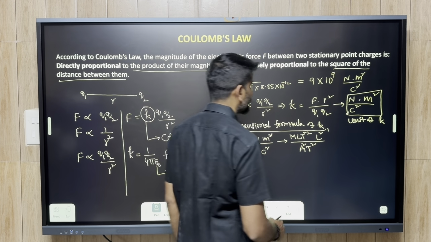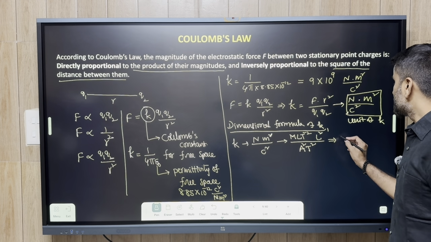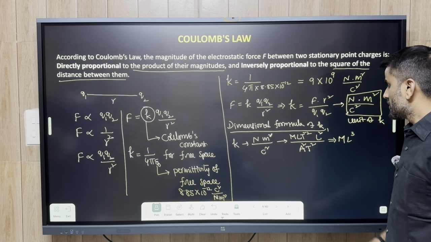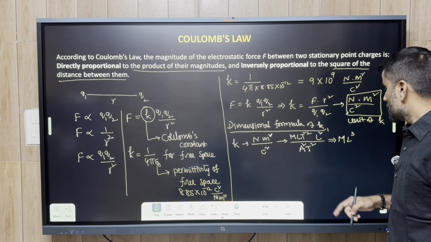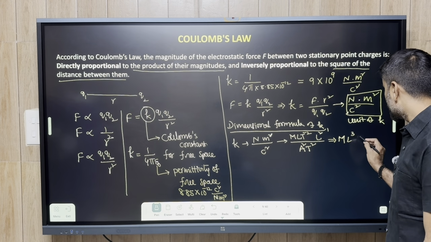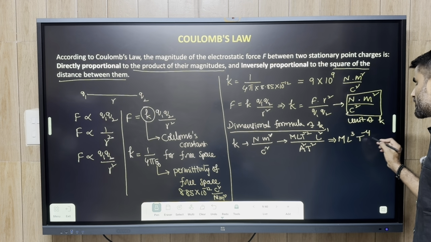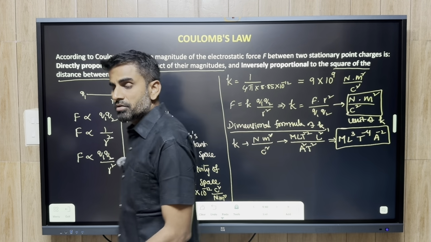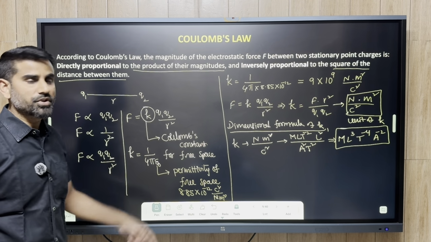So if I rearrange this dimensional formula, what am I getting? M is there, L, L2, L3 is there, and in the denominator we have T square and we have T to the minus 2. If I correctly write this one, T to the minus 4, and finally we have A2 in the denominator. If I take this to the numerator, A minus 2. This will be our dimensional formula of Coulomb's constant.